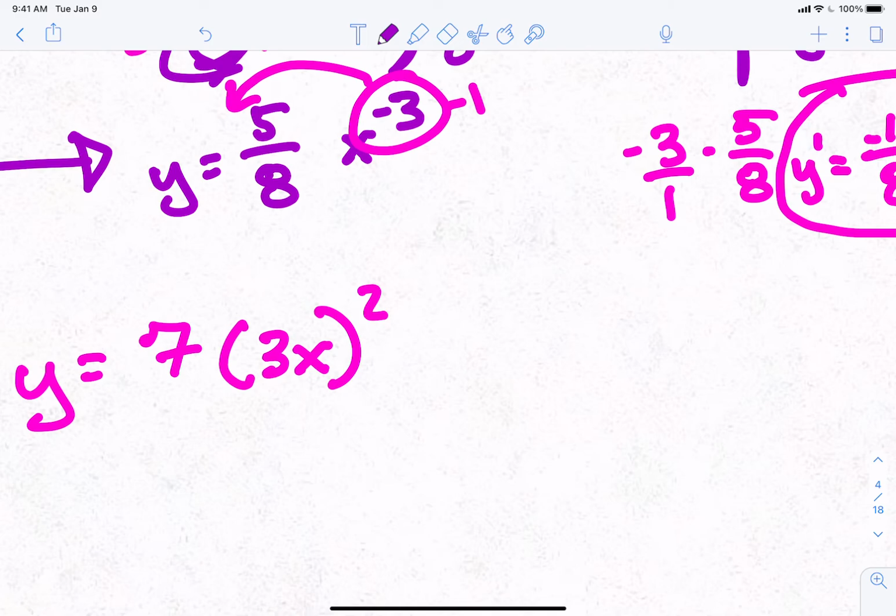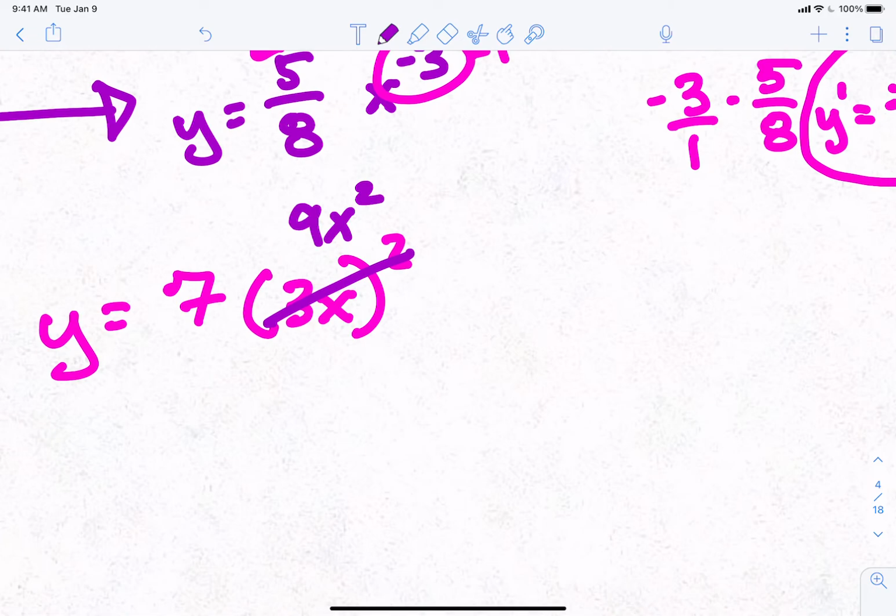What is 3x to the positive 2 power? 9x squared. Okay? But there's a 7 there. You can do that? You betcha. But there's a 7 there. So make it 63. So y equals 63x squared.